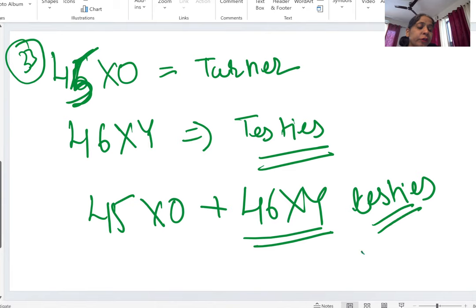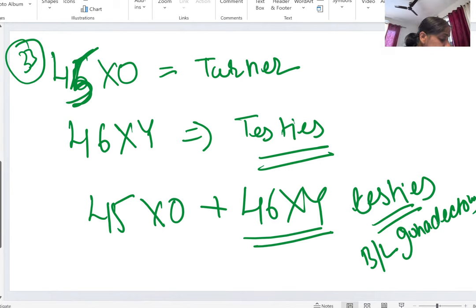Okay, so these testes will be cryptorchid, in the inguinal region. So we have to do bilateral gonadectomy. Vaginoplasty? No, we will not do vaginoplasty as the uterus is present, so the vagina will also be present. No doubt it is an infantile uterus. Resection of clitoris is not required.